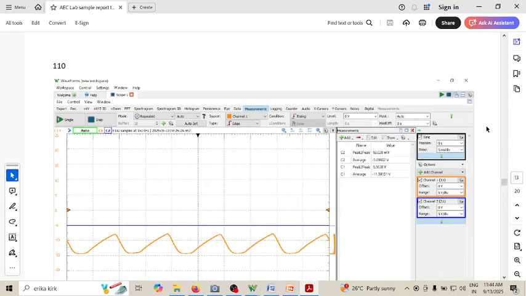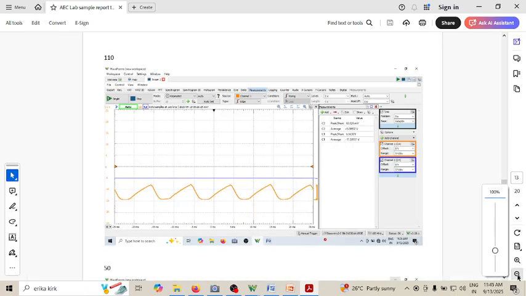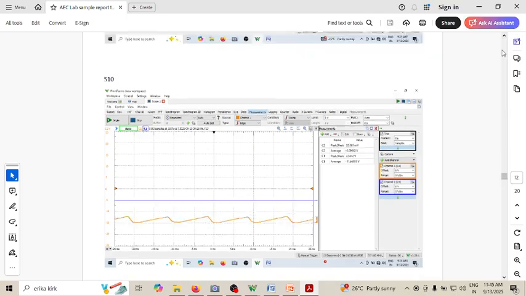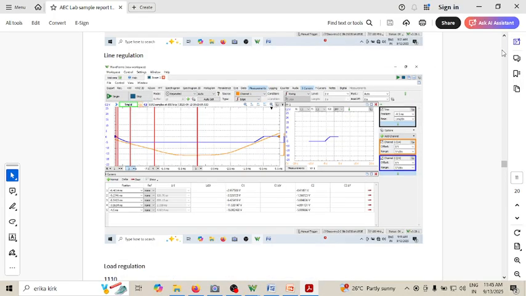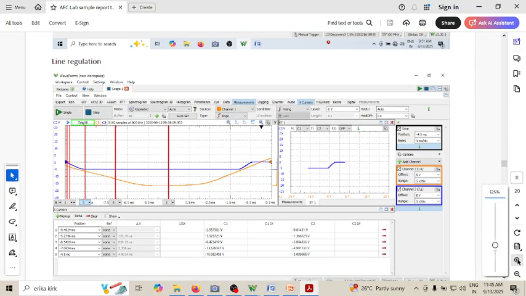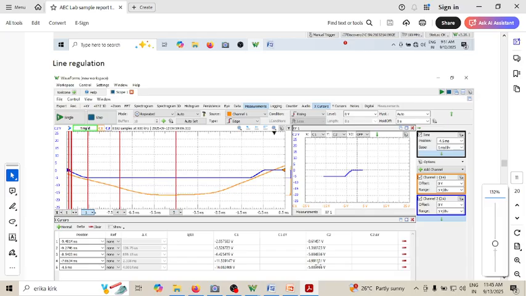Okay, maybe let me just minimize this and show you. I'm doing the load regulation for different values of resistance. You can see this is the line regulation. Can you see this voltage is negative? This is minus 5 volt, always below 0. These readings correspond to negative voltage. Can you see this is minus 5?